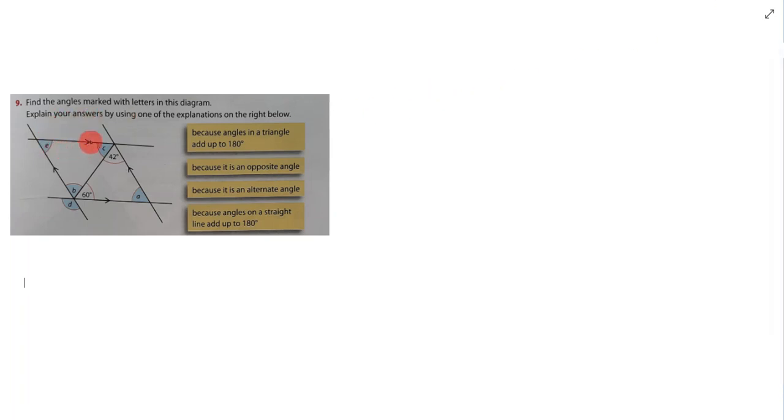Some of you mentioned that you're finding it difficult to do the question. So let's read the question first of all. Find the angles marked with the letters in the diagram. Explain your answer by using one of the explanations on the right below.